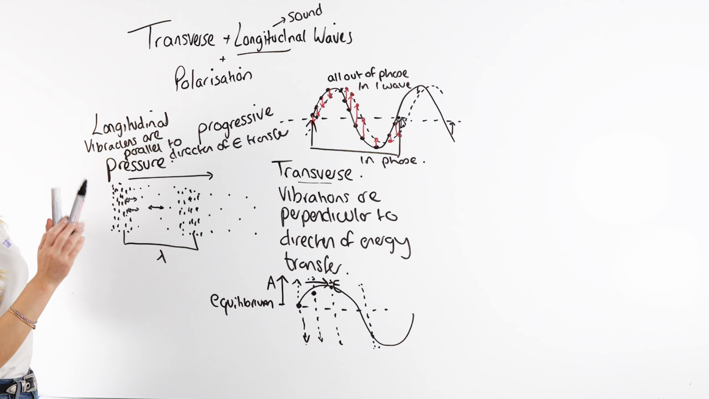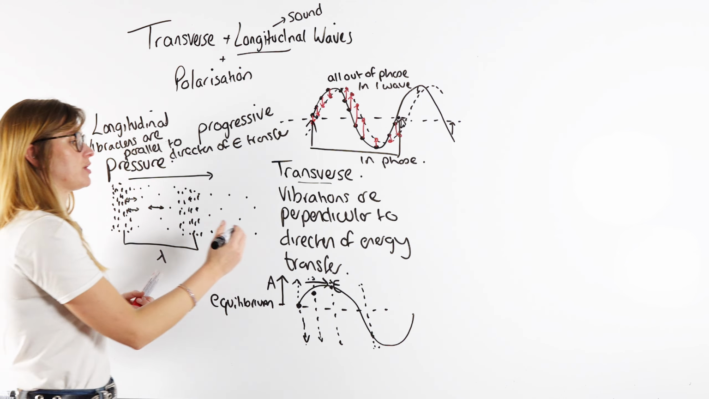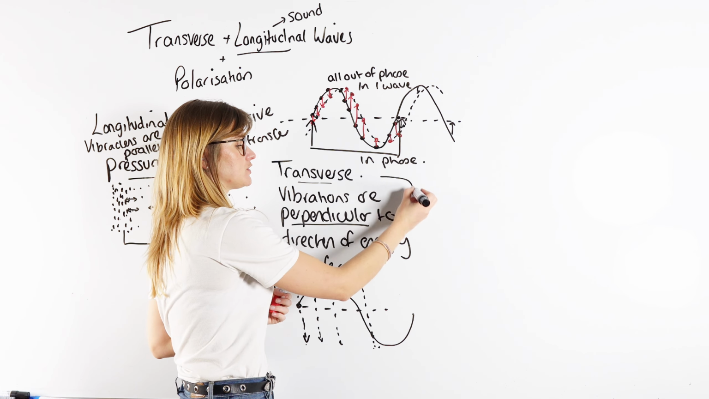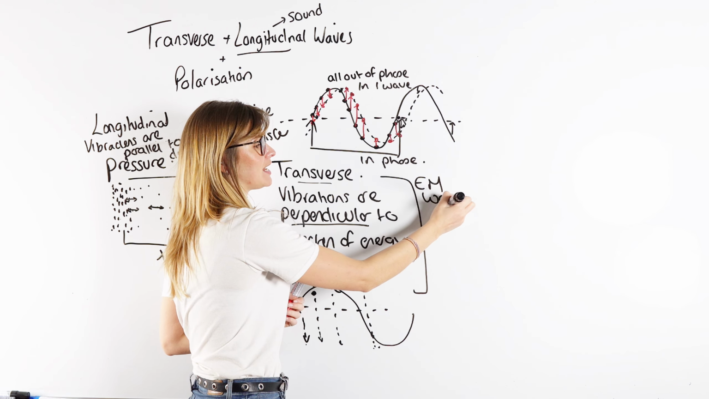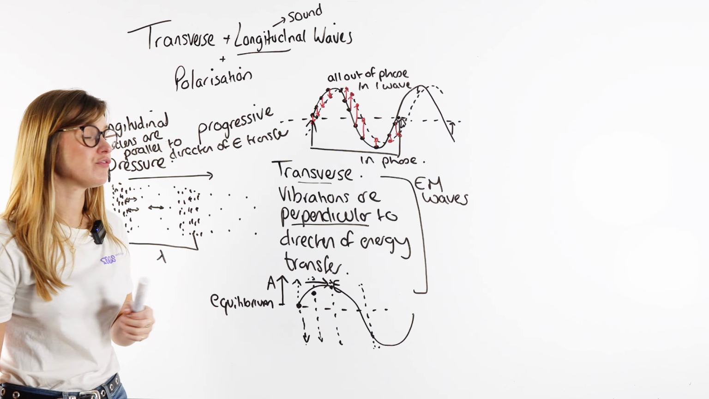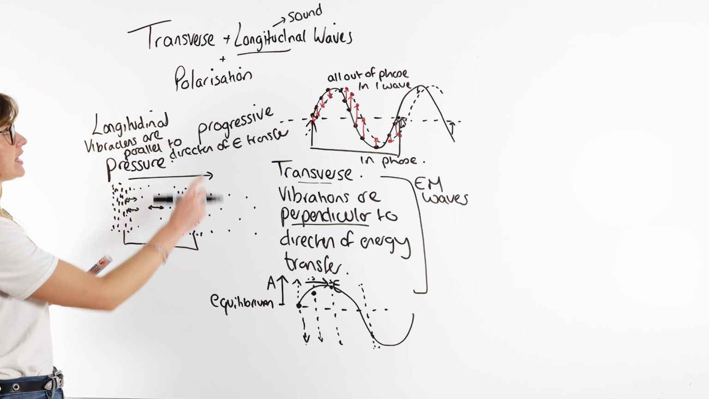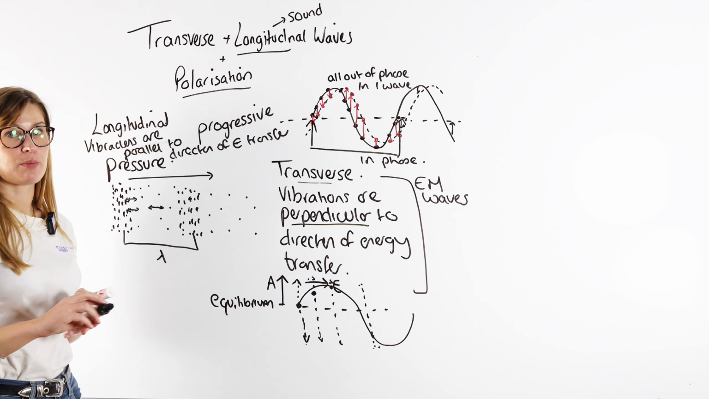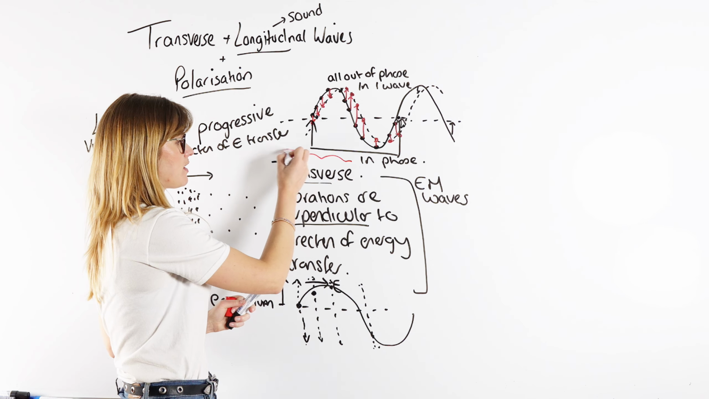Okay, so what is polarization then? So again, we know that transverse waves is where the vibrations are perpendicular to the direction of energy transfer. We know some examples of transverse waves are basically all of my EM waves. So EM waves, remember, are your electromagnetic waves. So things like radio waves, infrared, microwave, visible light, and then your longitudinal waves are things like your sound waves. Only transverse waves can be polarized. So again, what we're saying is only transverse waves can be polarized.